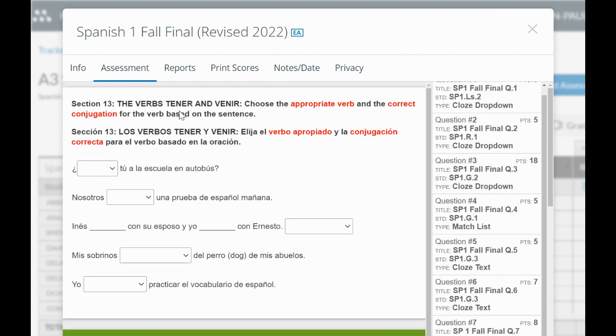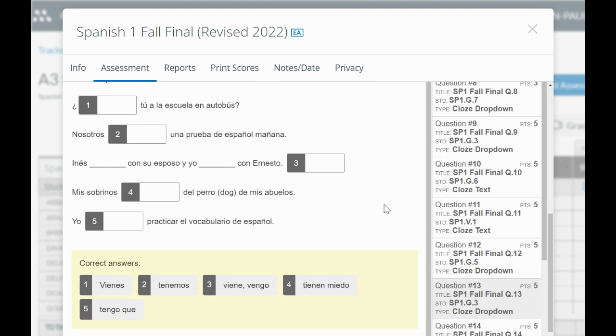Question 13, the verbs tener and venir. Choose the appropriate verb and the correct conjugation for the verb based on the sentence. So you're going to have either tener or venir for each one of these, and make sure that you choose the correct conjugation for each.